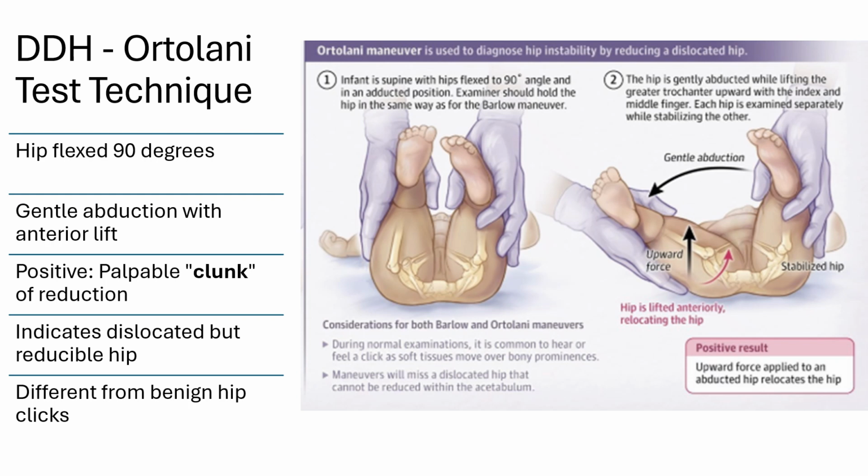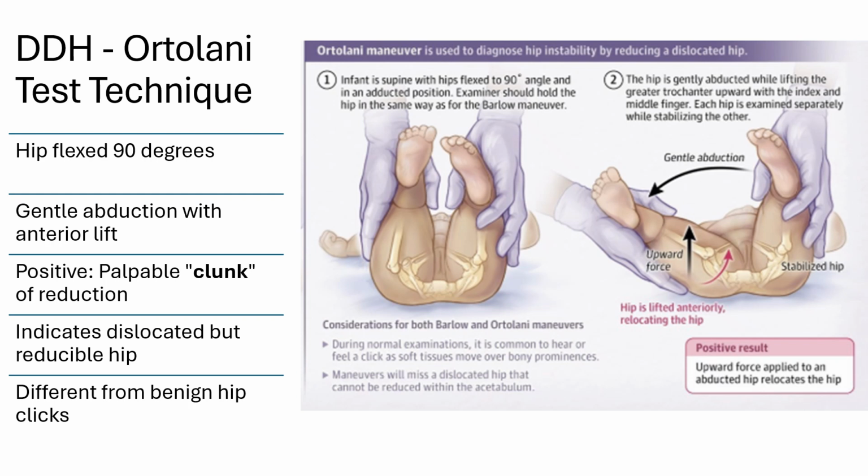greater trochanter. A positive Ortolani test produces a palpable clunk sensation as the dislocated femoral head reduces back into the acetabulum, distinctly different from the soft clicks or pops that many normal hips produce during movement. This difference proves clinically significant. Benign hip clicks represent soft tissue movement or ligament snapping, while the Ortolani clunk indicates actual joint reduction.